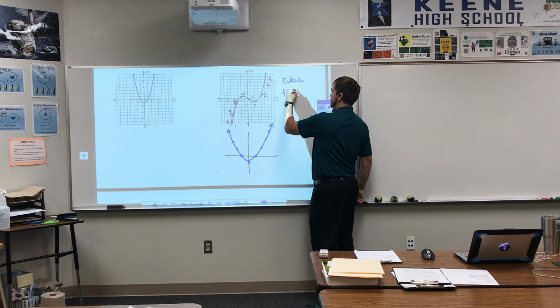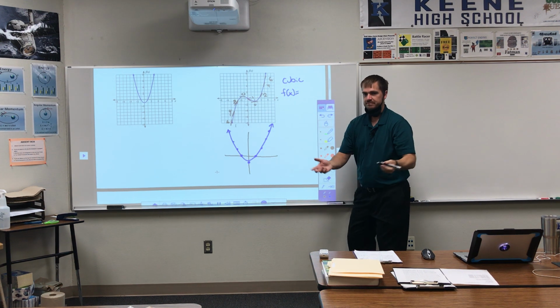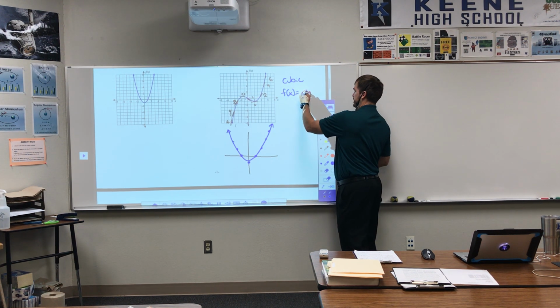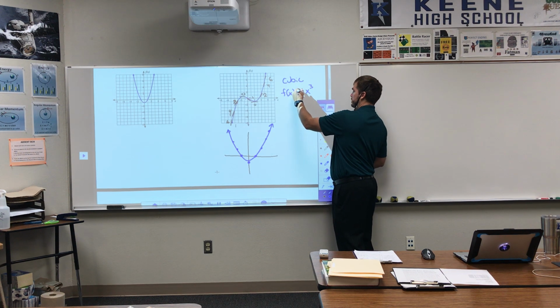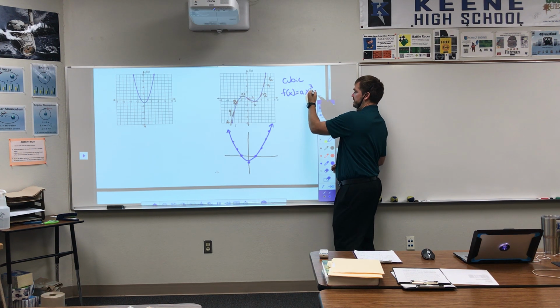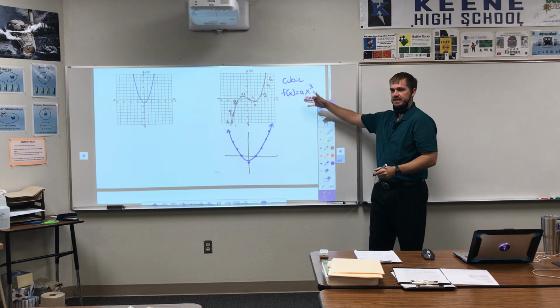It's normally like f of x equals something x to the cube. There might be an a, and it might be like a plus b x, blah, blah, blah, plus blah, blah, blah. But there's going to be something x cubed.